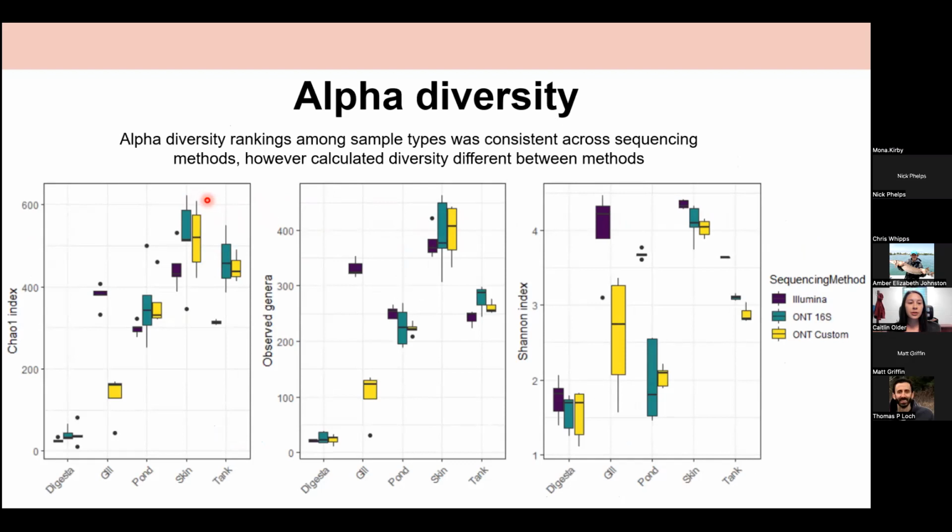So what this means is, if we look just at this first graph, which is the Chao1 index, the alpha diversity rankings were consistent across sample types. So regardless of sequencing method, skin was always most diverse, followed by tank, ponds, and digesta. However, if we focus just on skin samples, you can see that both the ONT-16S and ONT custom protocols identified higher diversity than the Chao1 index. And this was after collapsing all the data just at the genus level.